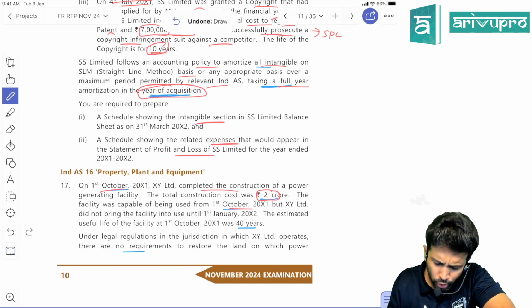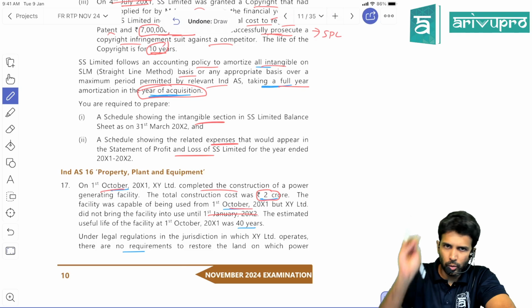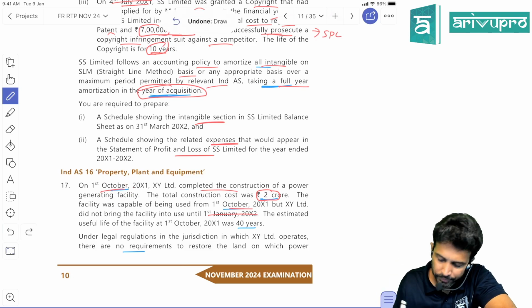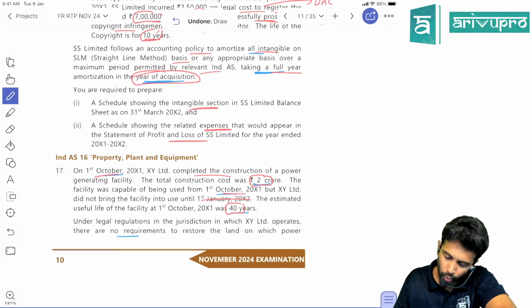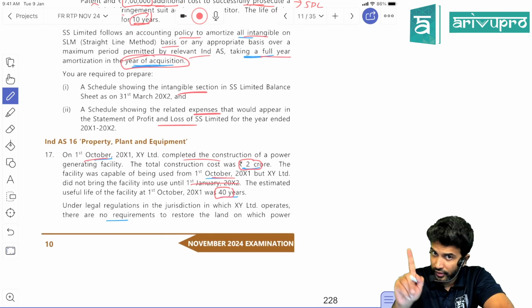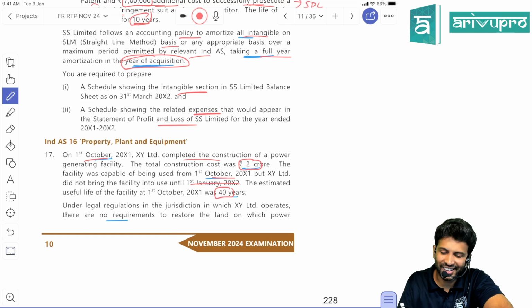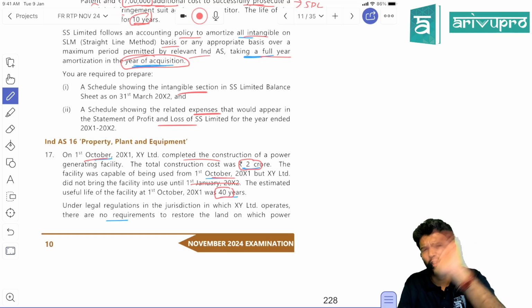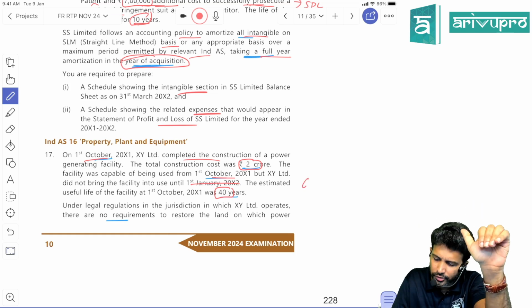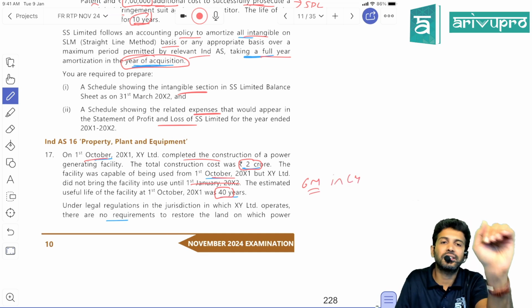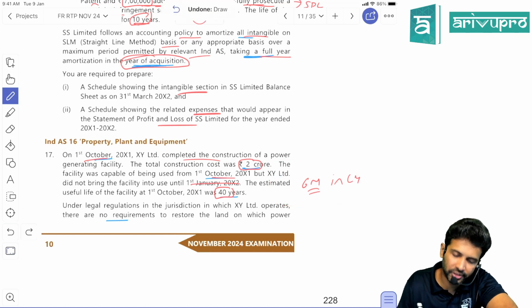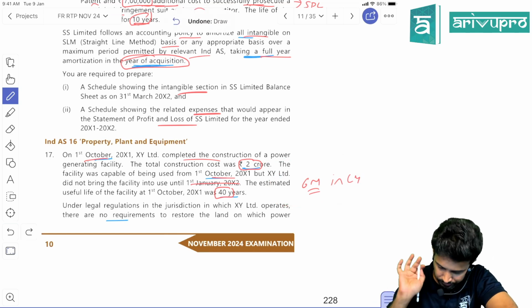Facility was actually put to use on 1st January. That is irrelevant for us. We want available for use date, which is 1st October. Life was given as 40 years. Okay. Alright. And our current year begins on 1st April. Do not forget that. Okay. So in the current year, October, November, December, January, February, March. Only for 6 months in the current year, the asset is available for use. So you will calculate depreciation in the current year only for 6 months.